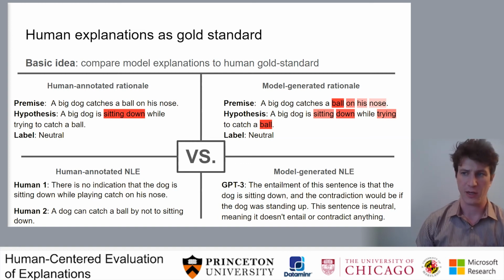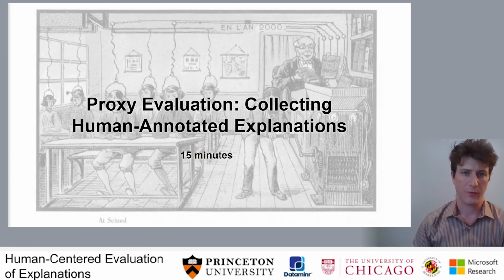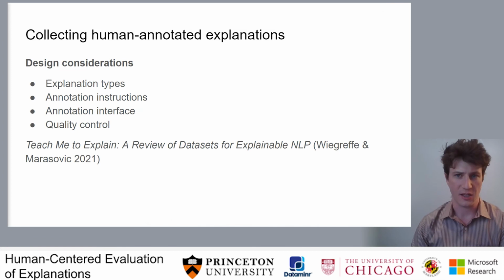Here we have a couple of examples of human annotated explanations from the ESNLI dataset. As you can see, these things can take on different forms, including feature attribution and natural language. Before we try to use these human explanations to evaluate the model explanations, we first have to collect them. This is a nuanced process with a lot of design considerations.